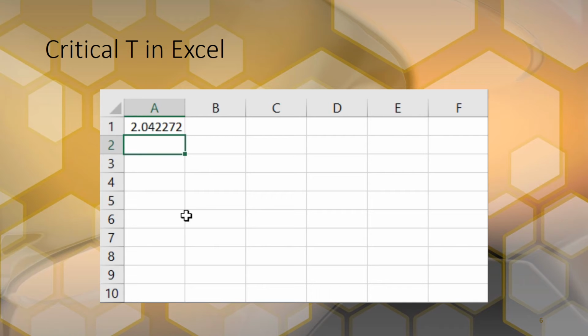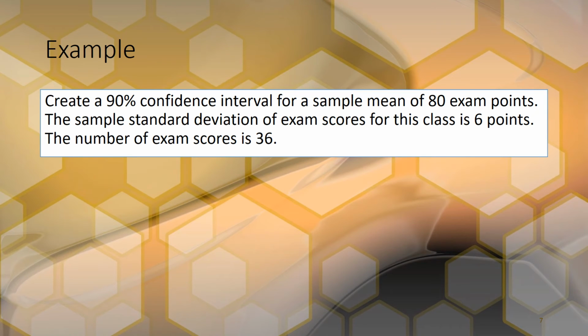And this is going to be helpful when you don't have the exact degrees of freedom on your table. Now let's do an example. This is a very similar example from the confidence interval we did for a z distribution.